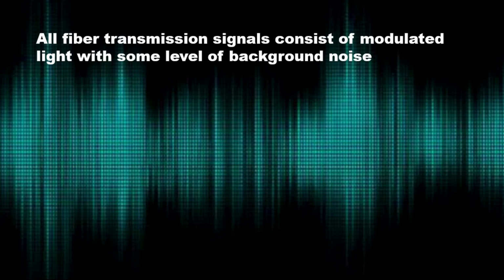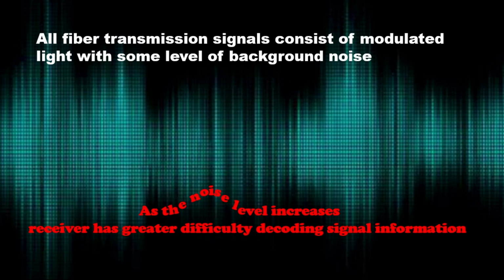Similar happens in a DWDM network. All fiber transmission signals consist of modulated light with some level of background noise. Due to some noise sources which we're going to discuss, noise level increases, and the receiver faces greater difficulty decoding the signal information. All optical receivers can tolerate a minimum level of noise power, below the signal power. This noise power is referenced to the signal power, and is specified for the receiver as the minimum required OSNR value for a specific receiver signal power. If it is exceeded, transmission bit errors above the specification level will occur.